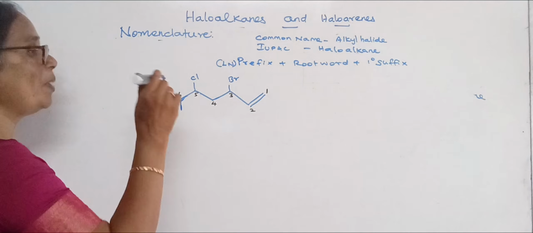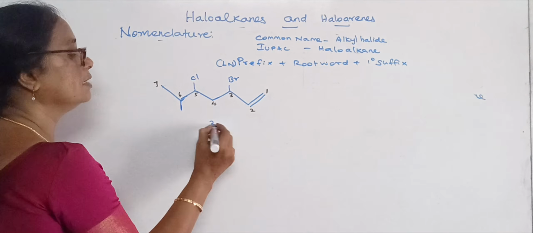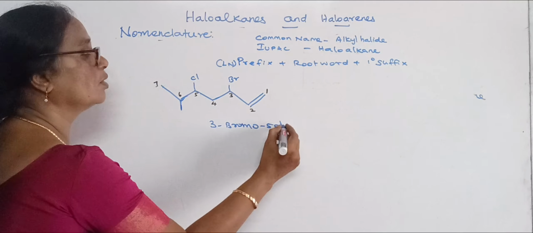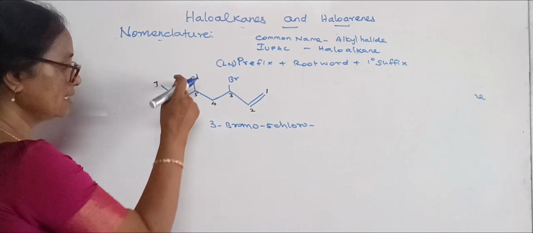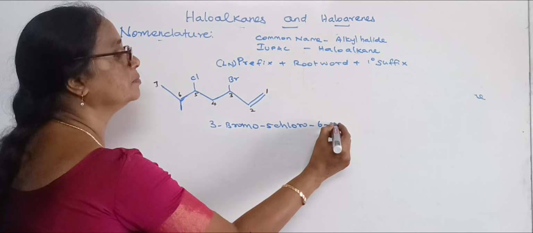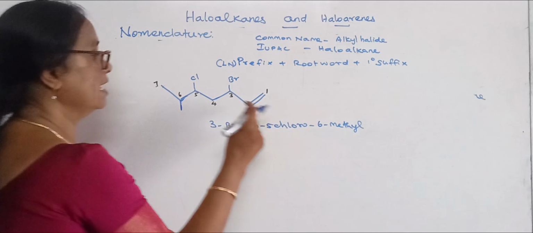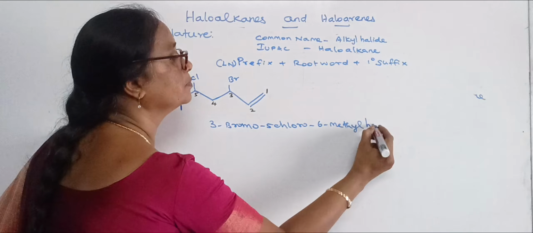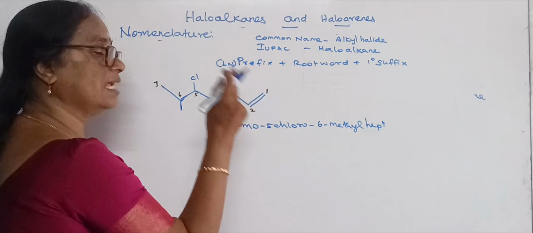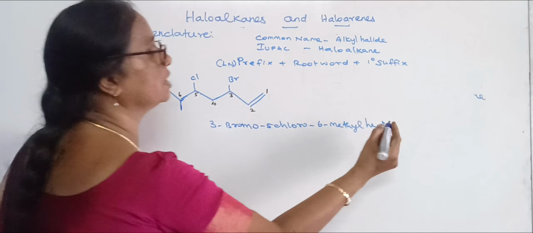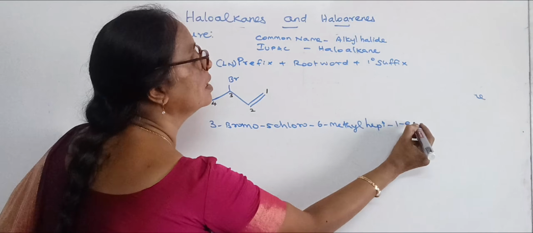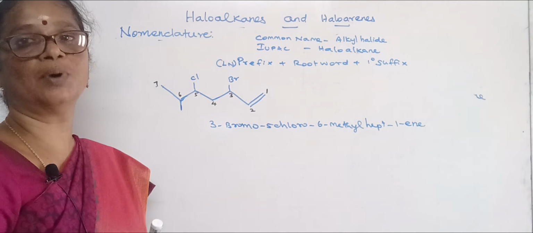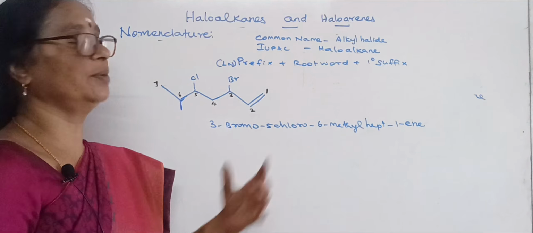So the IUPAC name of the compound is 3-bromo, 5-chloro, then 6-methyl, and its root word, 7 carbons are there, so hept, and it has a double bond at the first position. So hept-1. The primary suffix of this is -ene due to the double bond. This is how to name this one.